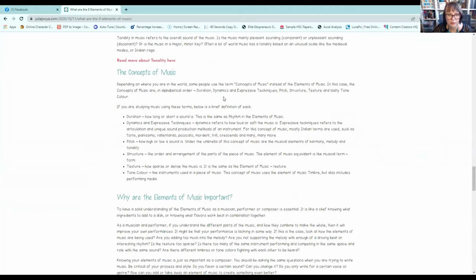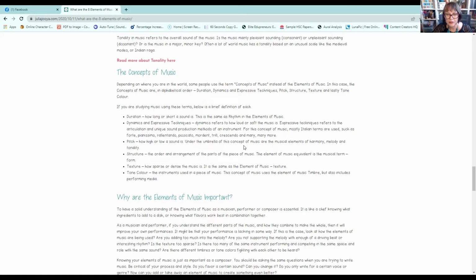So depending on where you are in the world, some people use the concepts of music. And if you are studying these terms, below is a brief definition. So duration, as I've said there, is the same as rhythm, so you just look at the rhythm stuff. Dynamics and expressive techniques, we're talking about dynamics, and expressive techniques come into other things. That's a bit more complicated, but pitch, how high and low a sound is.